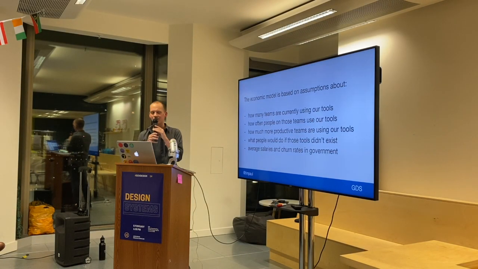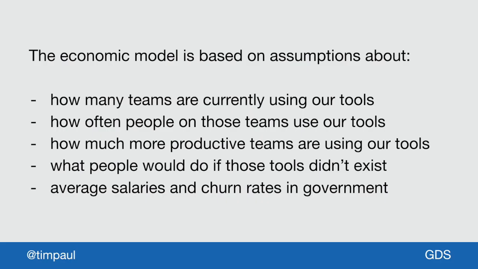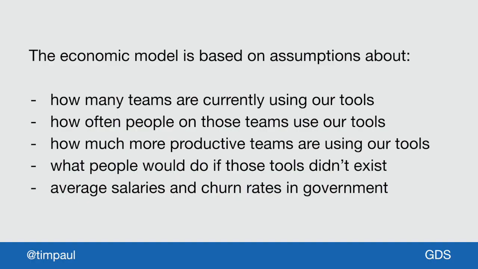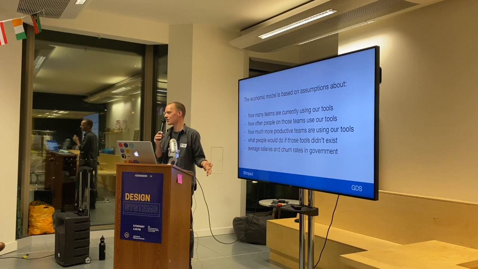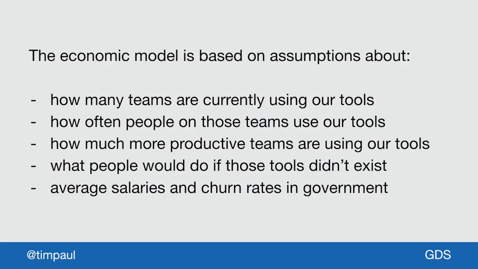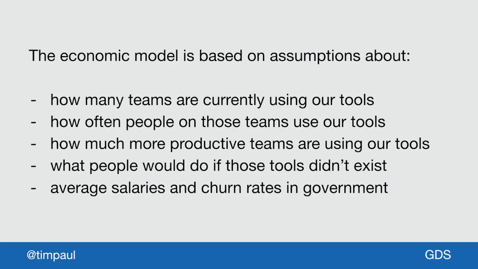So the model itself, I'm not going to show all the details because it's too small to fit on the screen, but it's based on these kinds of assumptions. Assumptions about how many teams are currently using our tools, which we think is about 300 out of maybe about 700. How often people on those teams use our tools, so we think half of them are using it every day, half of them are using it once a week. How much more productive teams are using our tools, so like 3 to 5 times. And then what would happen if those tools didn't exist, and that's a really hard thing.